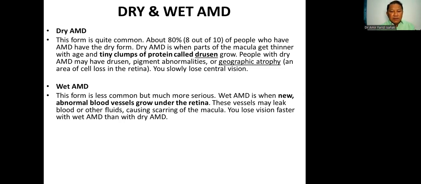So you compare dry and wet AMD as compared to the two types of diabetic retinopathy mentioned earlier on. In wet AMD, this form is less common but more serious. Wet AMD is when new abnormal vessels grow under the retina. So the same thing in diabetic retinopathy. The worst version is when there are new abnormal blood vessels growing under the retina. These vessels may leak blood or other fluids, causing scarring of the macula. You lose vision faster with wet AMD than with dry AMD.